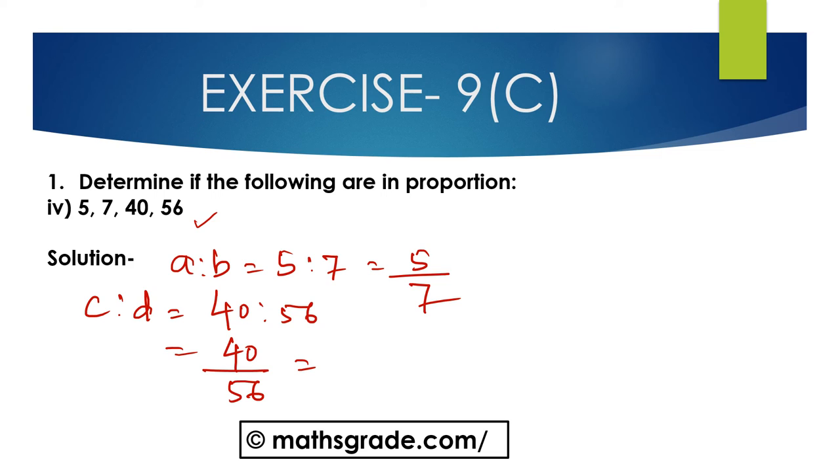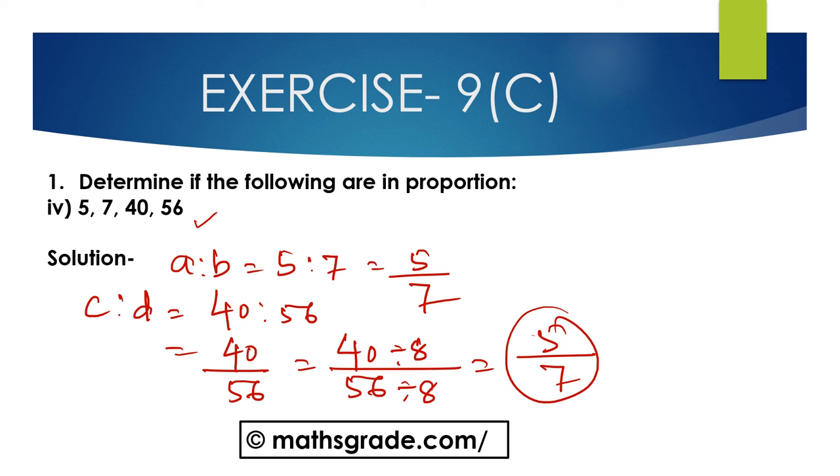And between 40 and 56, 8 is the common ratio. So divide the antecedent 40 with 8 and consequent with 8. So 40 divided by 8 is 5 and 56 divided by 8 is 7. 5 is to 7, that is 5 is to 7. Now both are equal, A is to B is equal to C is to D, that is 5 is to 7.